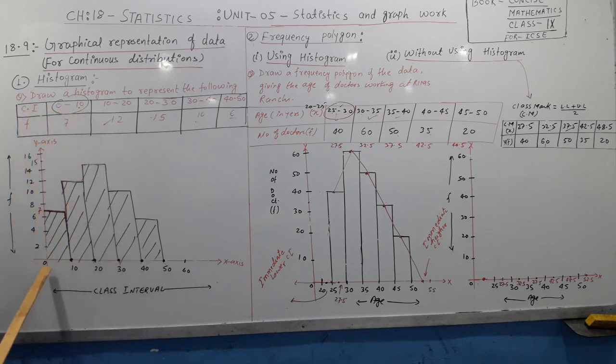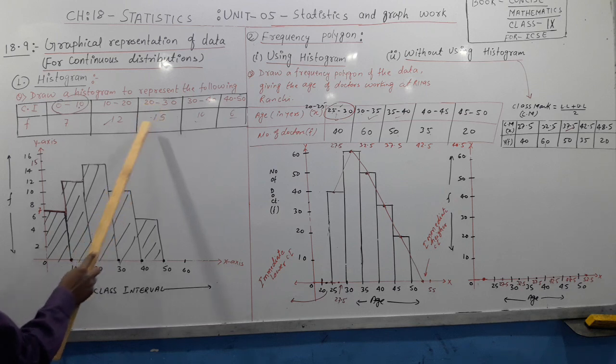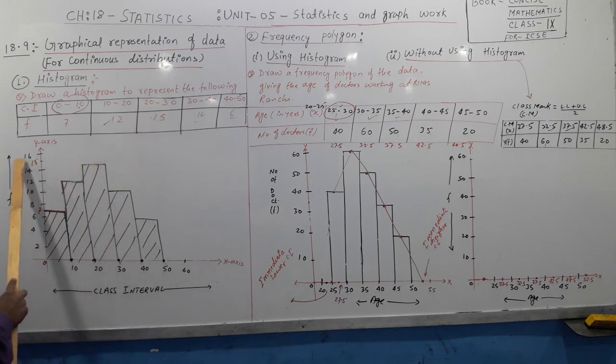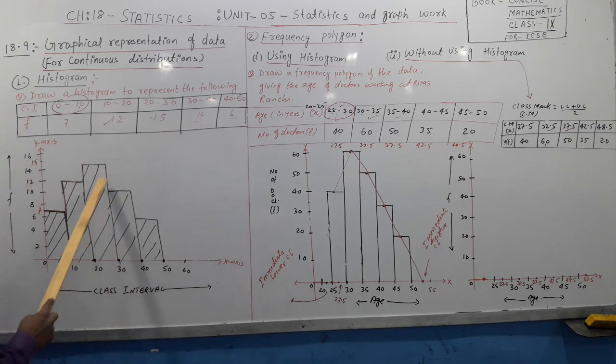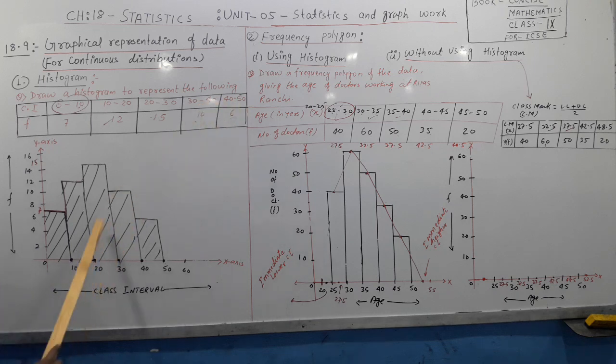0 to 10 is considered. It has a frequency of 7, so select between 8 and 6. It is 7. Similarly, for 12, it will be here, and this column will be for the class interval 10 to 20. 20 to 30 is equal to 15, so it is the frequency between 16 and 14. In the same way, you draw for 10 and 6 for the intervals 30 to 40 and 40 to 50. So this is the example of how to draw the histogram.